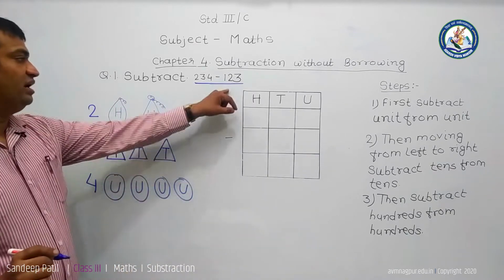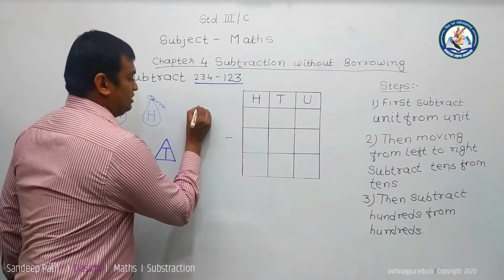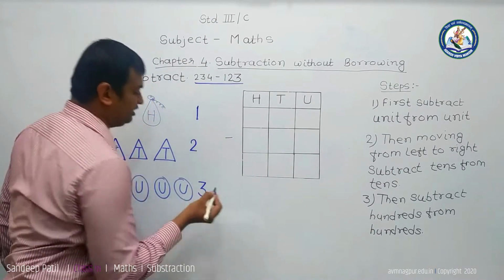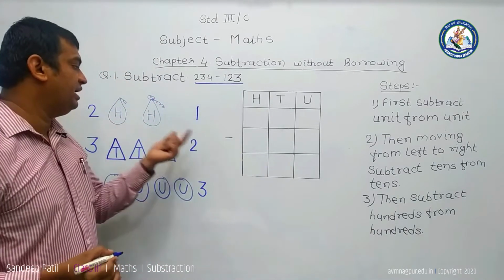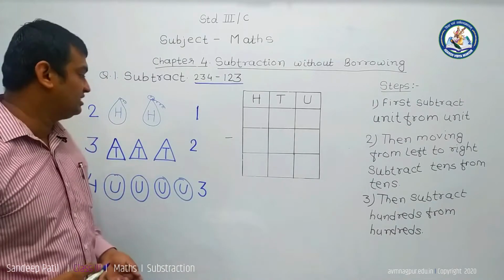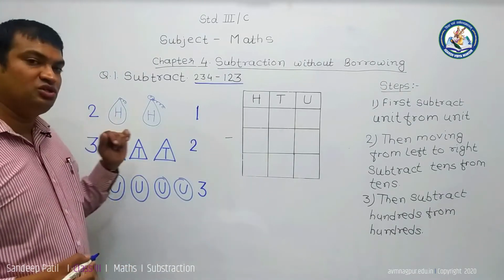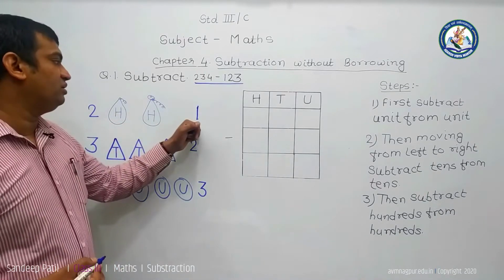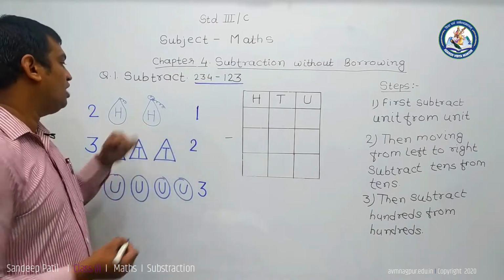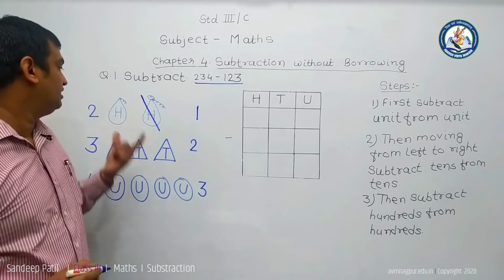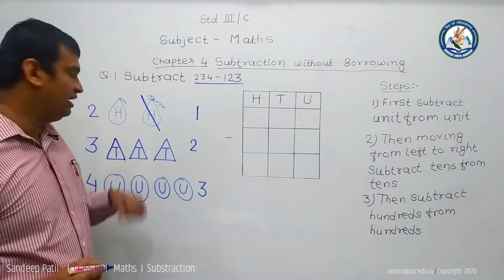Now we have to minus 123 from it. So 1, 2 and 3. That means 1 hundred, 2 tens and 3 units that we have to minus. Minus them means to take away from it. Now we have 2 hundreds here. What do we have to take away? 1 hundred. So I will just minus 1 hundred from the given hundreds. That means we are left with 1 hundred only.